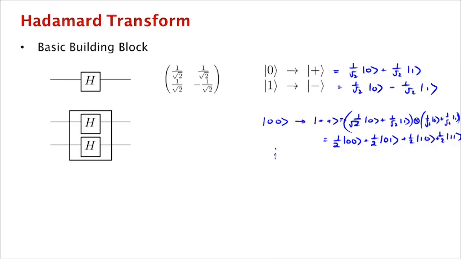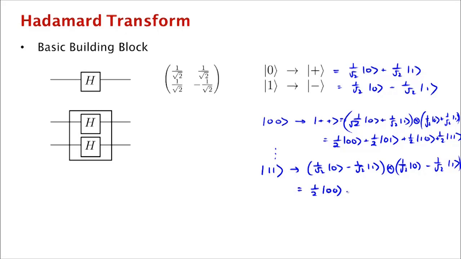Let's just work it out for 1, 1. So what does it do? It outputs minus minus, which is 1 over square root 2 of 0 minus 1 over square root 2 of 1, tensored with 1 over square root 2 of 0 minus 1 over square root 2 of 1. And what's that? Well, that's a half 0, 0 minus a half 0, 1 minus a half 1, 0 plus a half 1, 1.